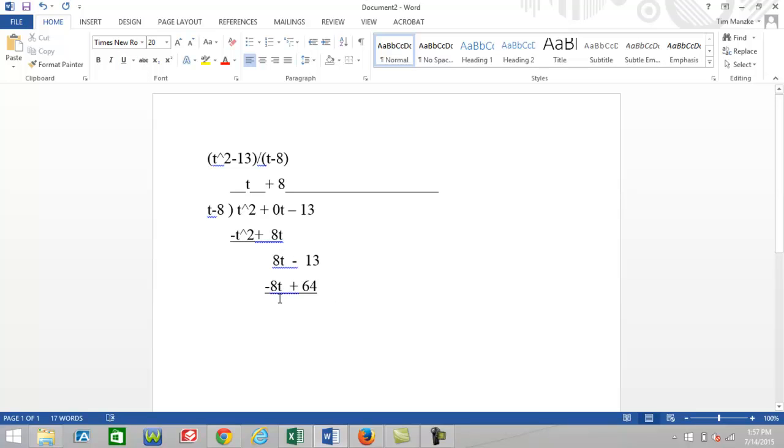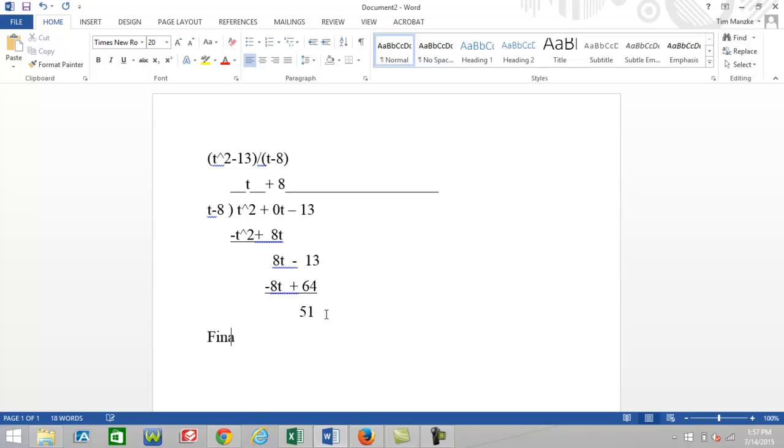8t minus 8t will give you 0. They'll cancel out. And then I'm going to have a positive 64 and a minus 13. So 64 minus 13 would give us 51, which is our remainder.